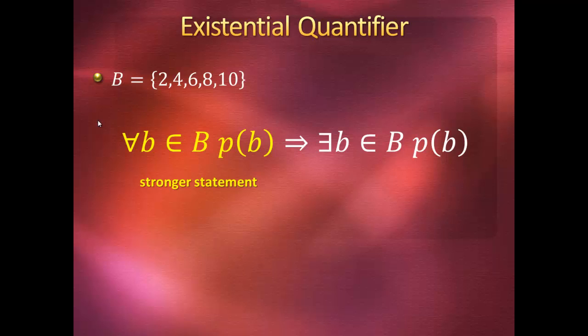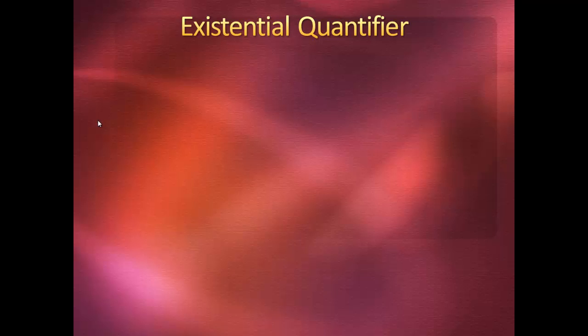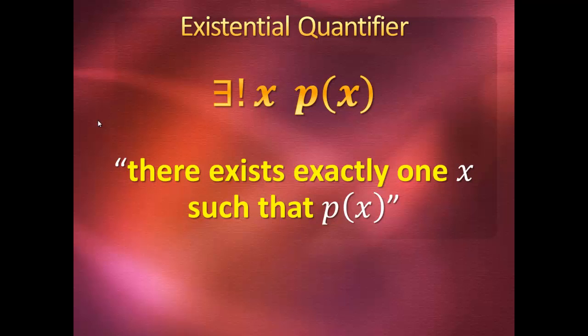Of course, starting with the weaker statement, we can't necessarily determine that the stronger statement is true without extra information. There's a slight variation on the existential quantifier that occasionally comes in handy. If we put an exclamation point after the symbol, it takes on the meaning of "there exists exactly one such that." This is also a stronger statement than the normal existential quantifier because it specifically says that there must be one and only one.